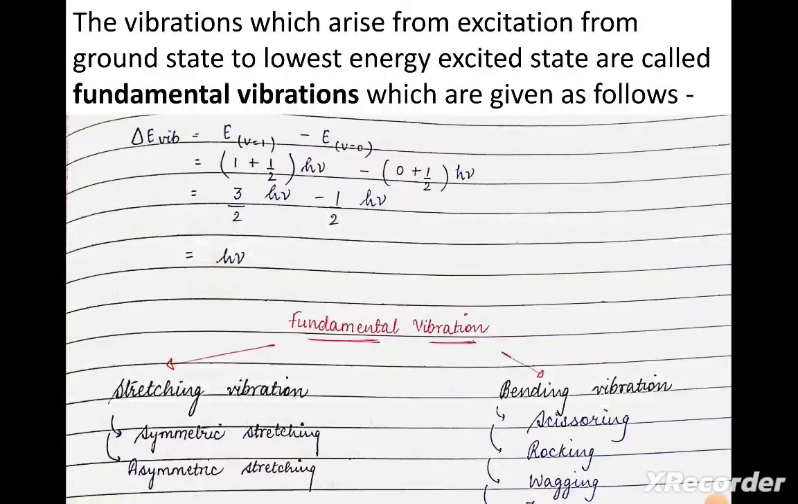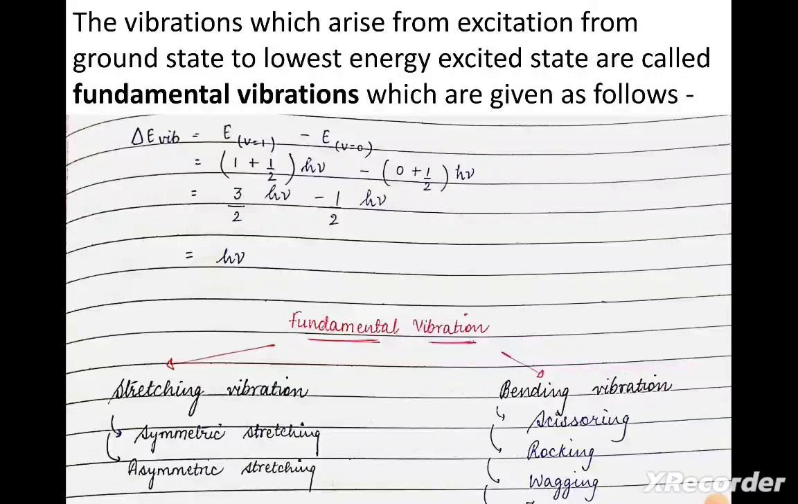By putting the values in the formula, when we subtract the energies of v equal to 1 and v equal to 0, v equal to 1 gives 3/2 h nu, minus half h nu gives you h nu, which is the difference between two energy levels.